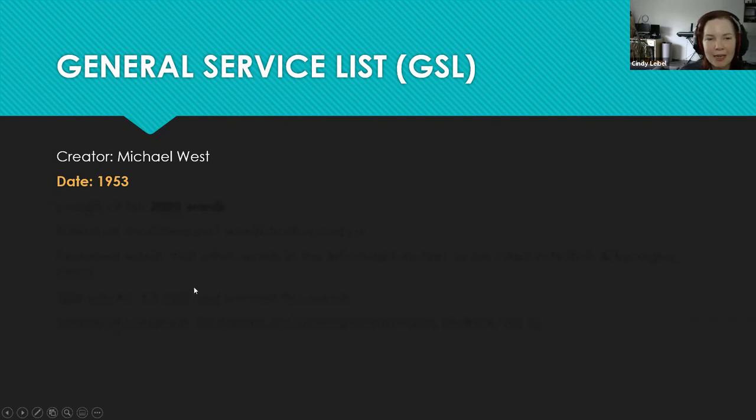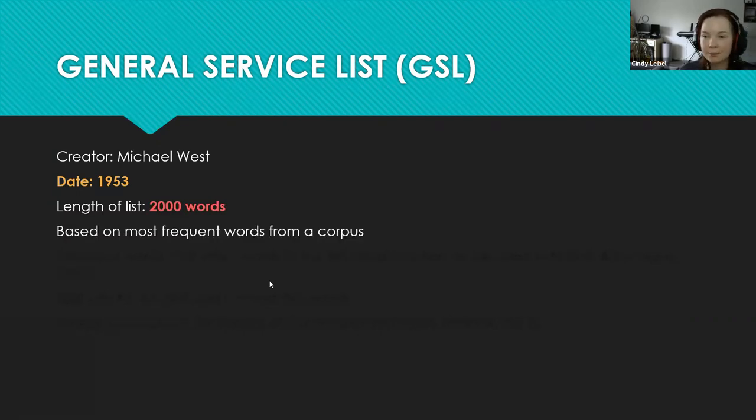So I want you to think about how much they used computers back then in 1953. And think about how easy it would be to analyze text for things like frequency, spread, and so on. It's not as easy to do. And I really do have a lot of respect for this project because of how much work it really involved. And he created a list of 2,000 words, and it was based on the most frequent words from a corpus.